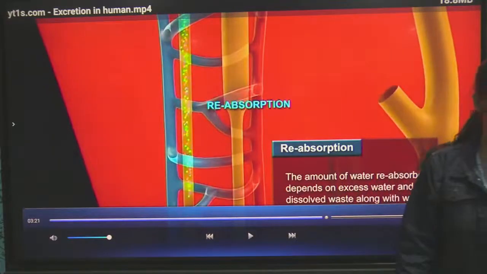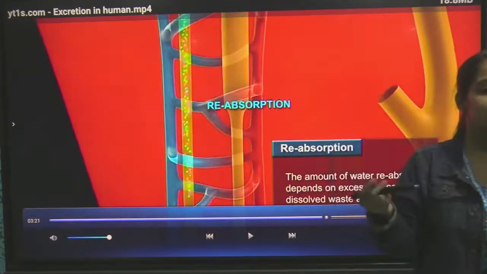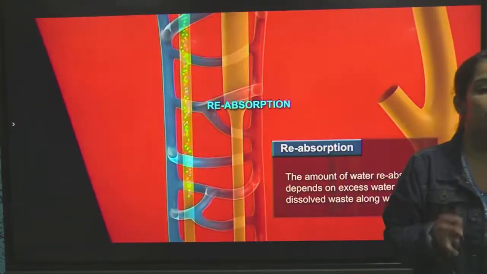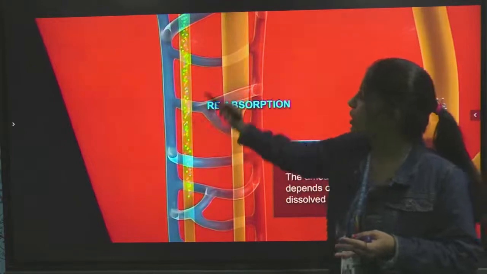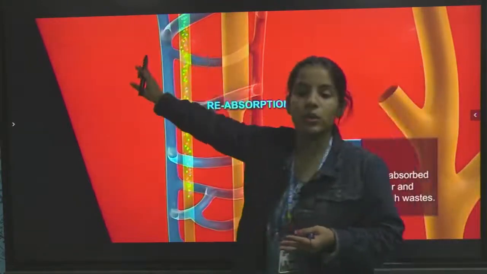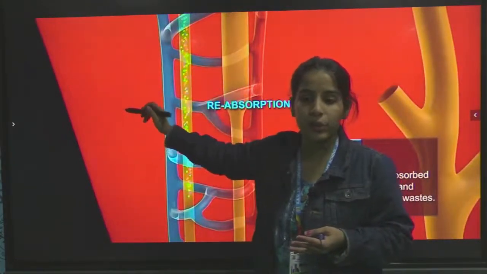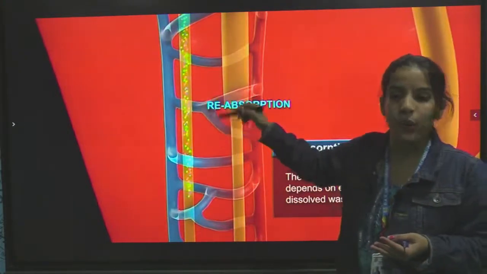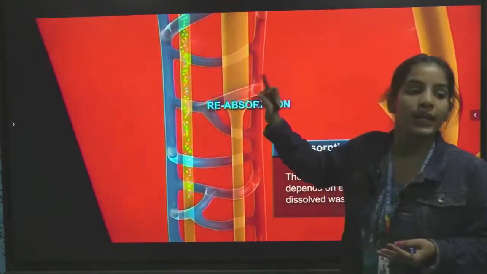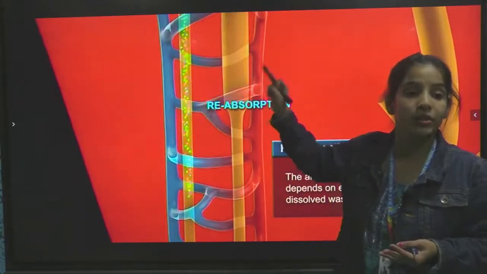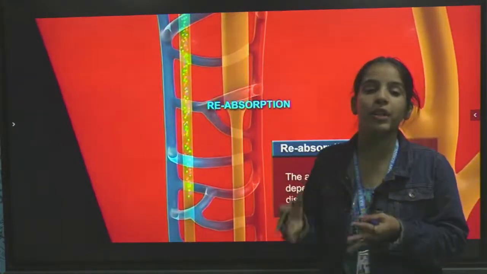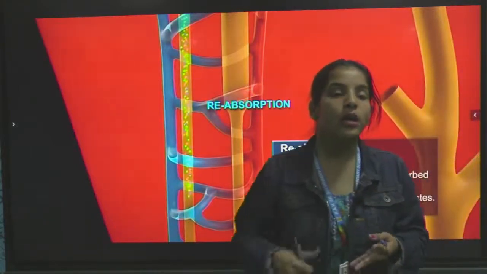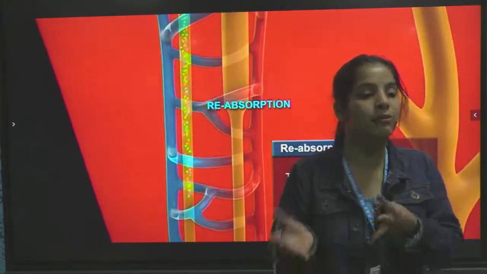So what happened, class? From the Bowman's capsule, the filtrate goes into the tube-like structure. Listen, this part is called proximal convoluted tubule. The terminal part is called the loop of Henle, and this part is called DCT, distal convoluted tubule. Here the process of reabsorption occurs. Reabsorption means reabsorbing the useful substances from the filtrate.